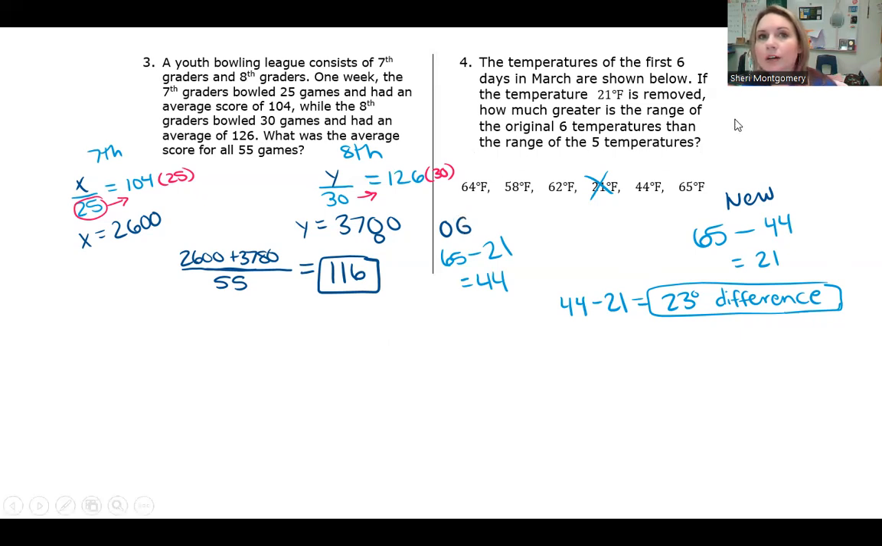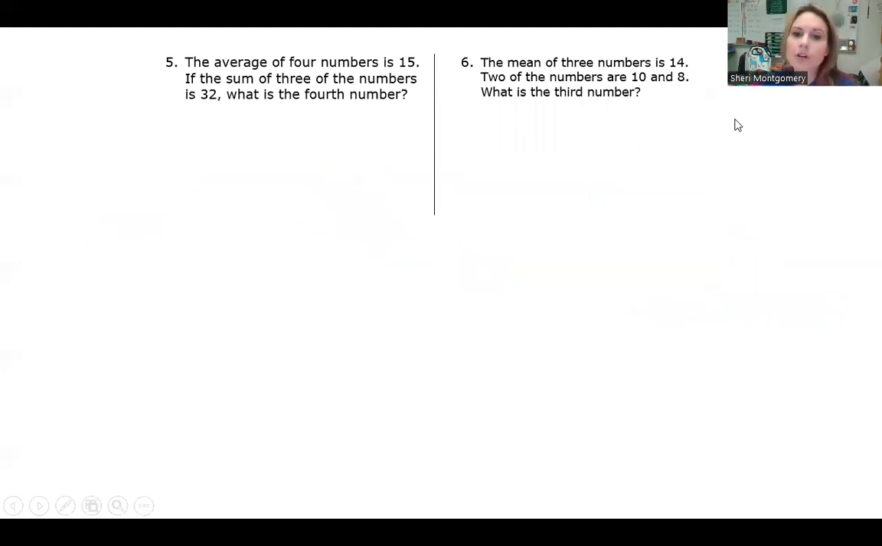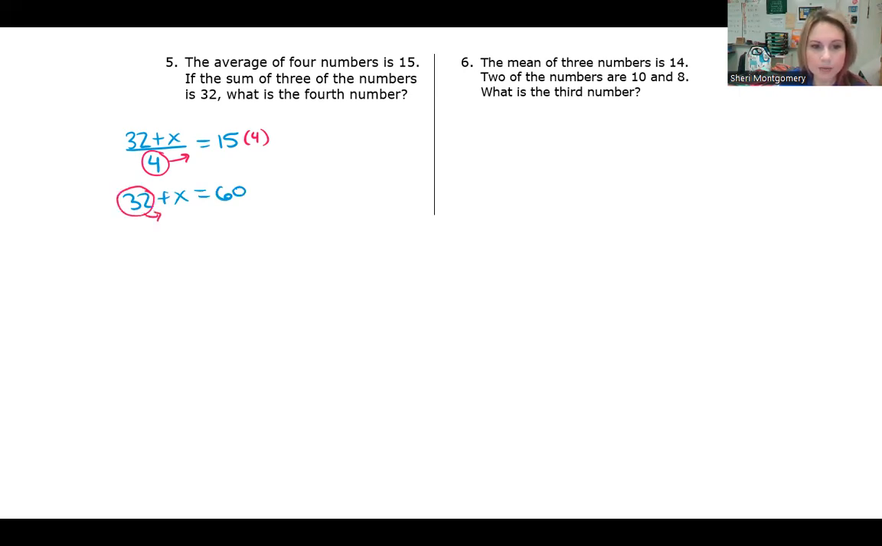All right, moving on. The average of 4 numbers is 15. If the sum of 3 of the numbers is 32, then what's the 4th number? We've been doing problems like this. So we're going to have to get rid of the divide by 4, so we'll multiply by 4. And then one last step, I need to subtract 32. What do we get? So I got 28.